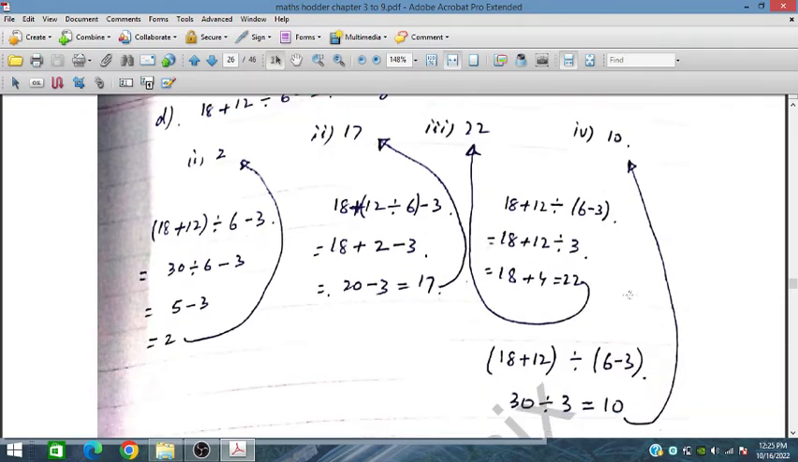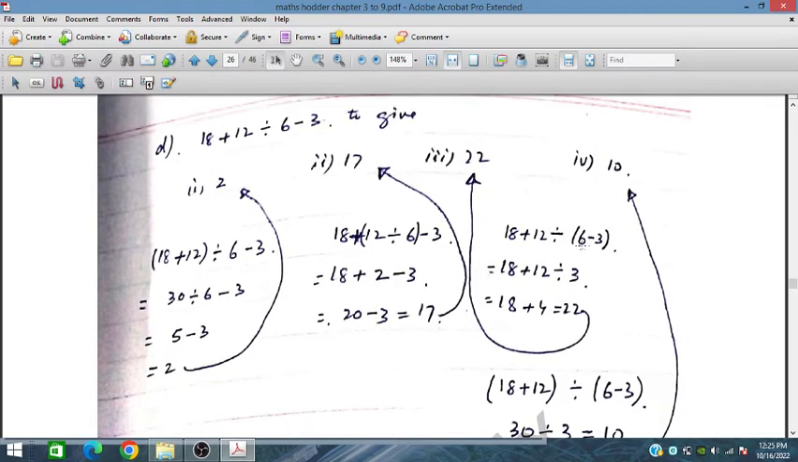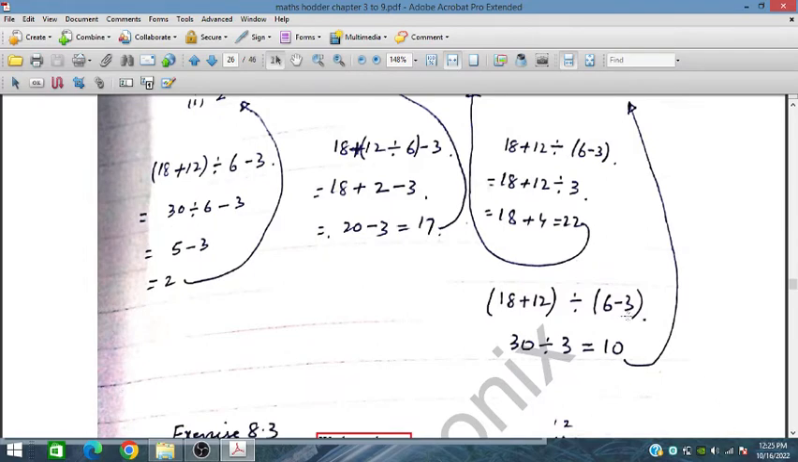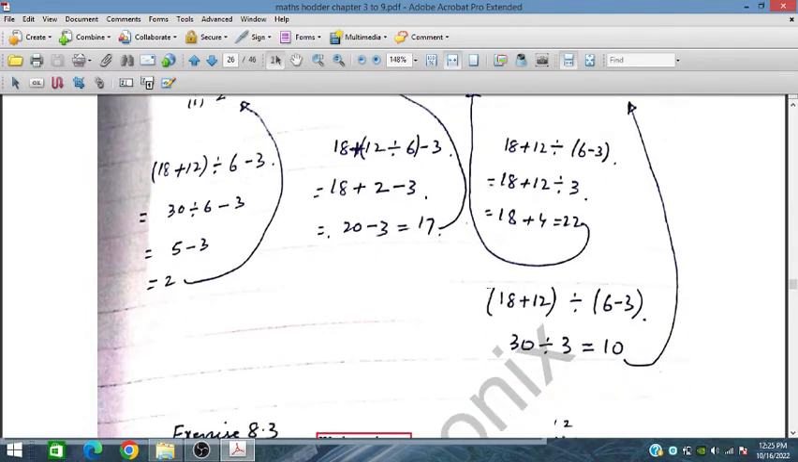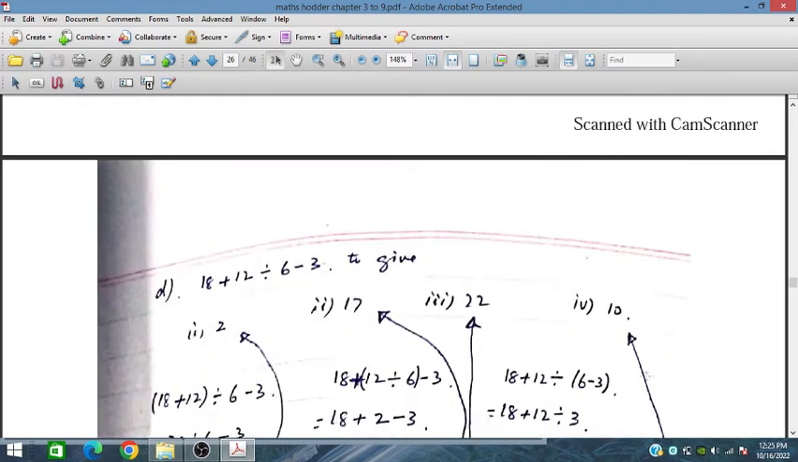For 10, we place a bracket here and place a bracket here. So this is 3, this is 30 divided, so we get the result 10. This is very important. This is the last one. This one is very important because the two brackets are used here to give the result.